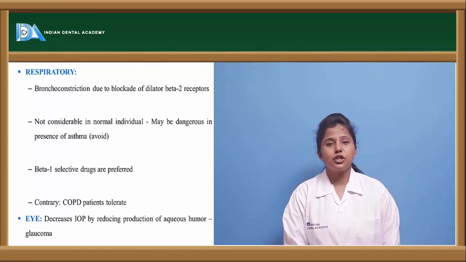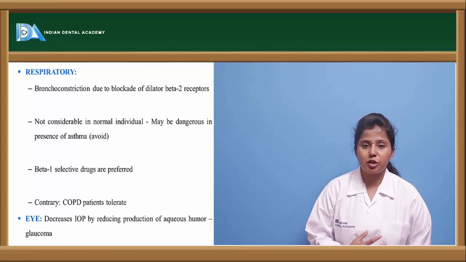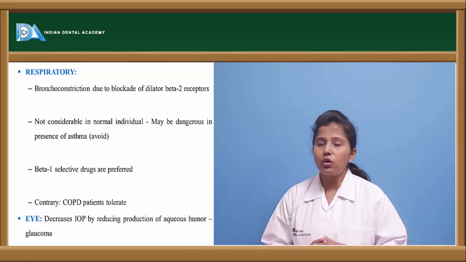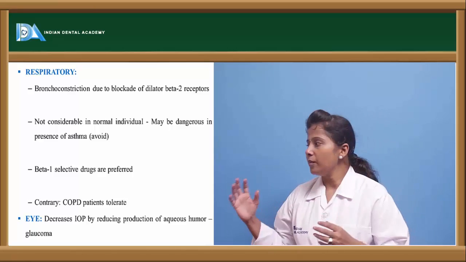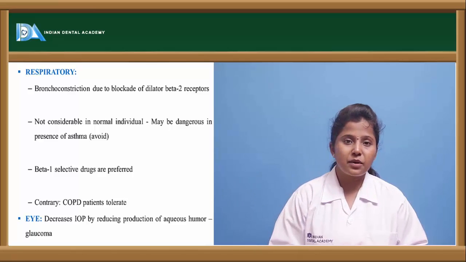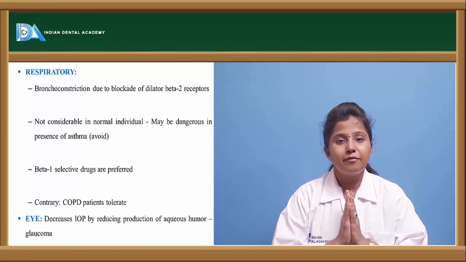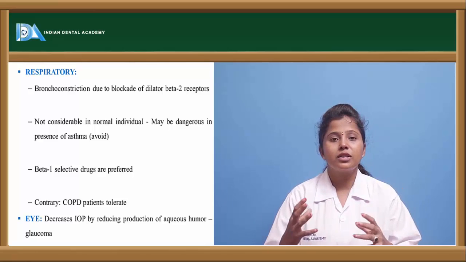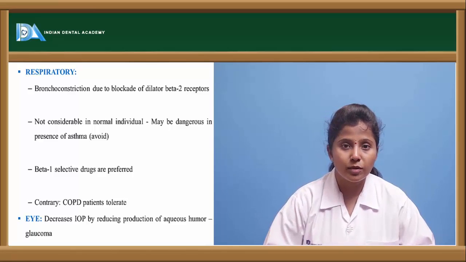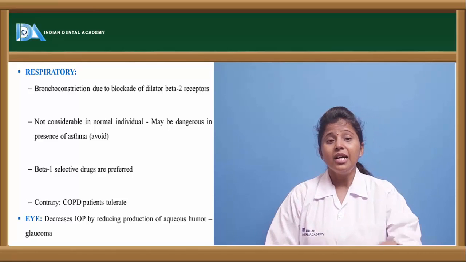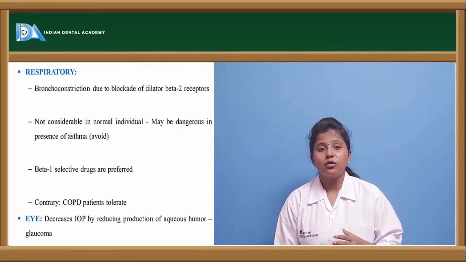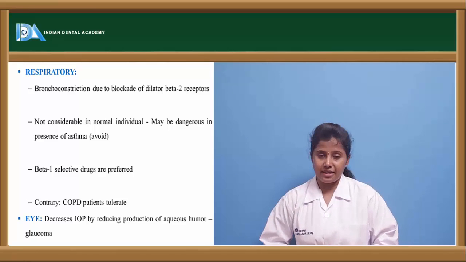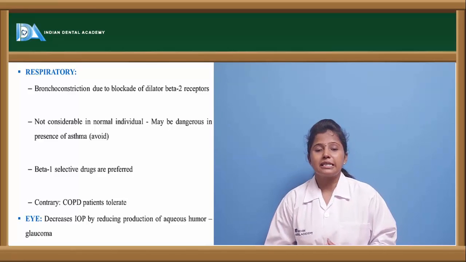So what are the actions on the respiratory system? It causes bronchoconstriction. Because of the blockade of these beta-2 receptors, it causes constriction of the bronchial smooth muscle. That is the reason these beta-2 receptor antagonists are not mostly preferred in asthma patients, especially salbutamol.